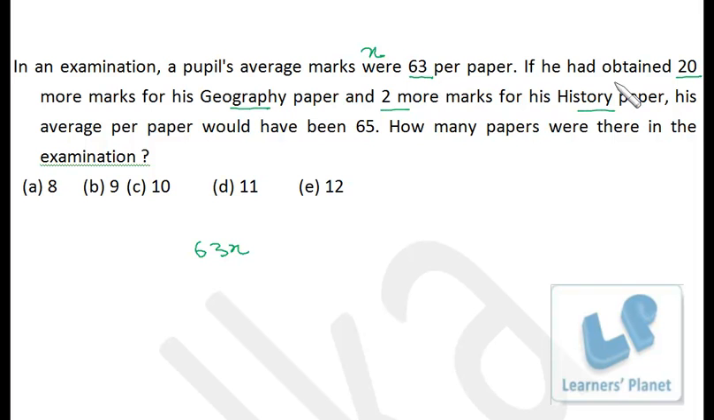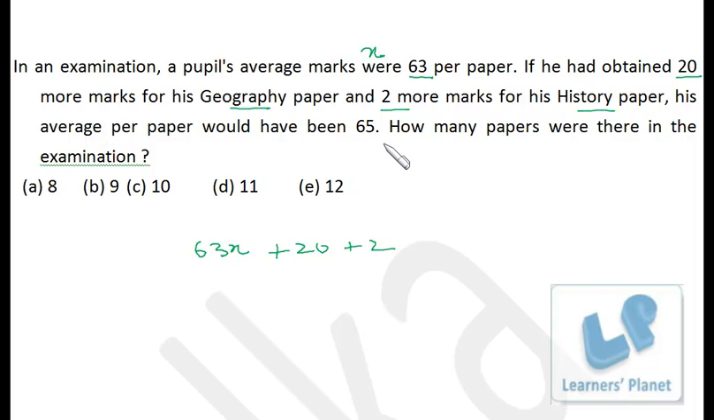Now if he had got 20 more marks in geography, that means apart from this total, 20 more will be added. Then he is getting 2 more marks in history, so 2 more will be added. So this is the new total, that is the initial total plus the extra marks in geography and the extra marks in history.